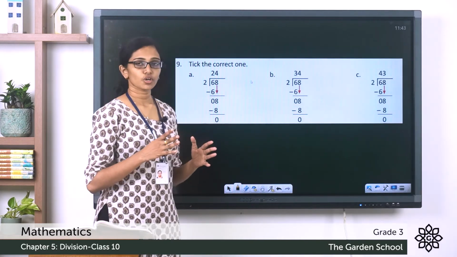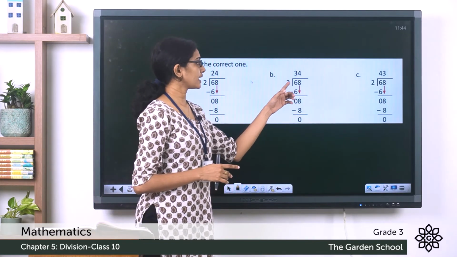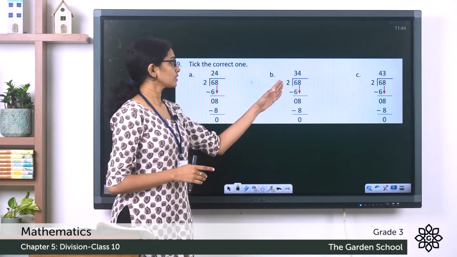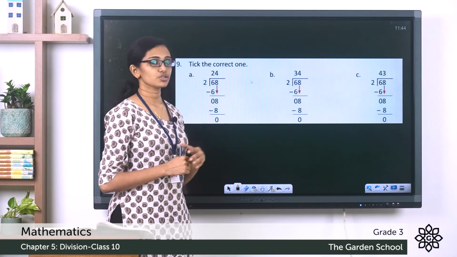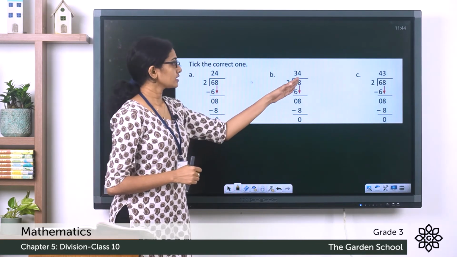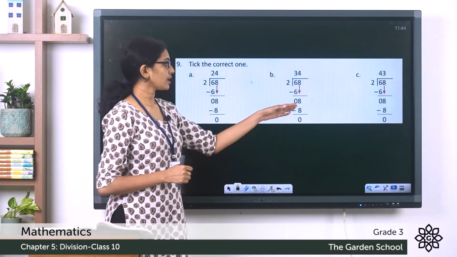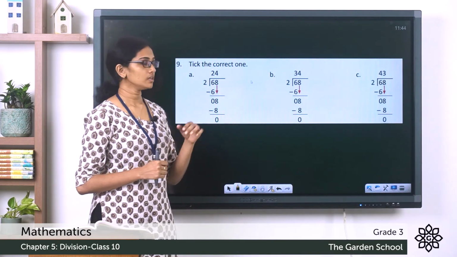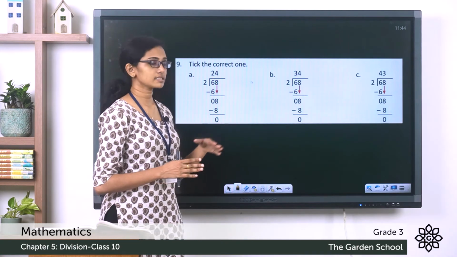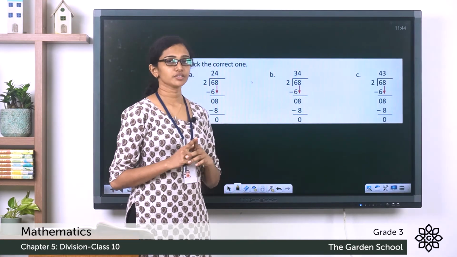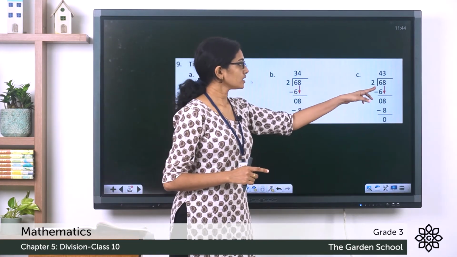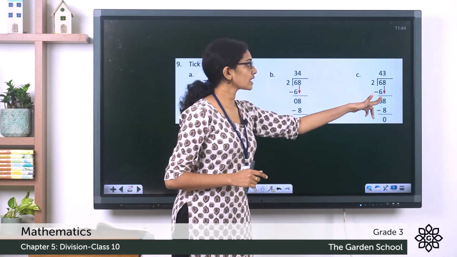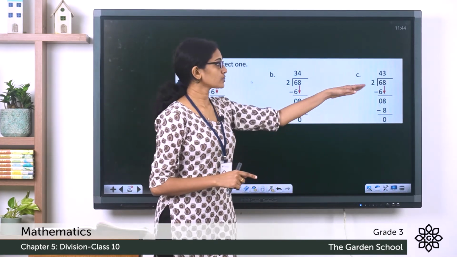Now, in choice B, you can see 68 divided by 2. 2 threes are 6, that is shown here. And the next digit is brought down and you have 8 minus 8 is equal to 0. So this one is done correctly. Let's look at the choice C as well. Here it is shown 2 fours are 6, which is not. So that is also incorrect.